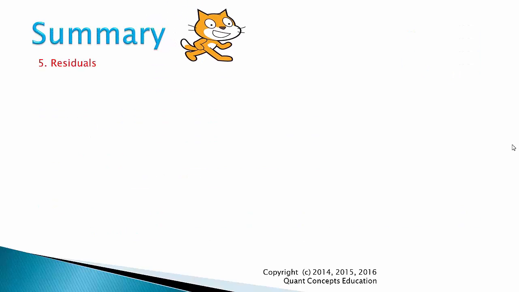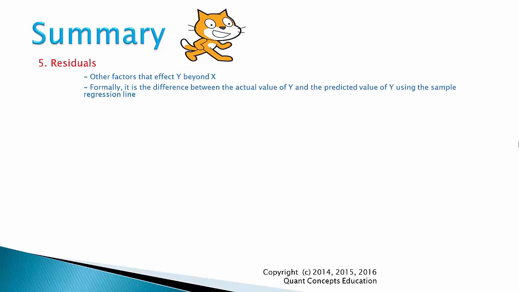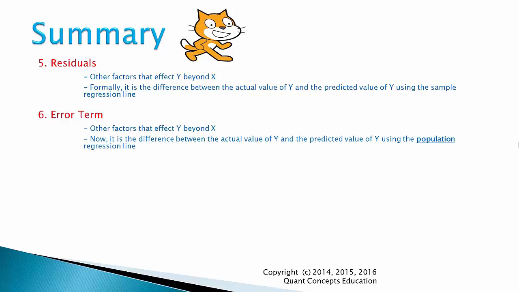Fifth, residuals. These are other factors that affect y beyond x. Formally, it is the difference between the actual value of y and the predicted value of y using the sample regression line. In our wages and education example, residuals would include factors such as IQ, age, gender, etc. We also covered the error term. Again, it's also the other factors that affect y beyond x. However, now it's the difference between the actual value of y and the predicted value of y using the population regression line, not the sample regression line. The residuals are the sample estimates of the error terms.